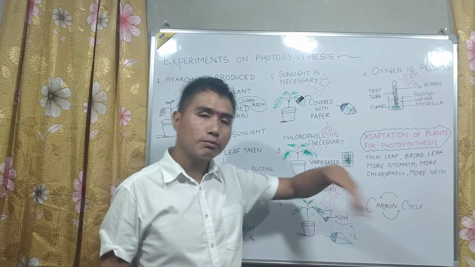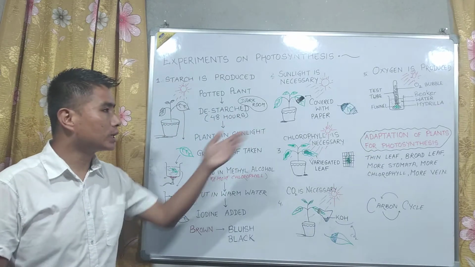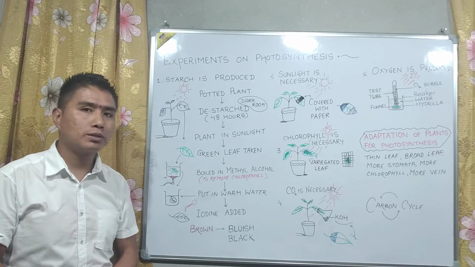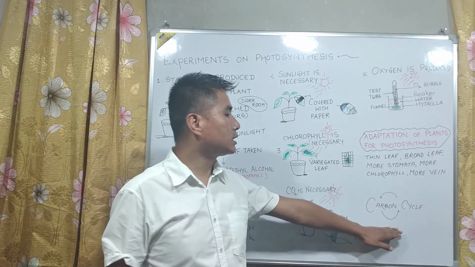So a question might come, right? Few of the adaptations of plants for photosynthesis. Then you have to write these experiments. Okay, students. So at last, kindly study the carbon cycle.